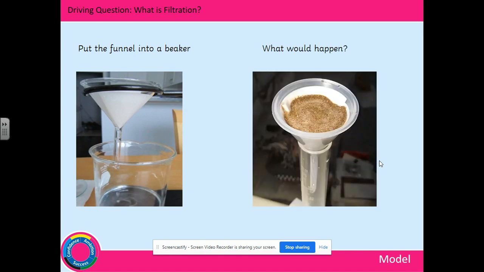What would happen? Let's say that you have poured your mixture, sand and water, into your filter funnel, which contains a filter paper. What's going to happen? Of course, the water is going to seep through the filter paper. The water will go down the filter funnel, and in this case, will go into the measuring cylinder. Now remember, the liquid is called the filtrate. What remains in the filter funnel and the filter paper is called the residue.